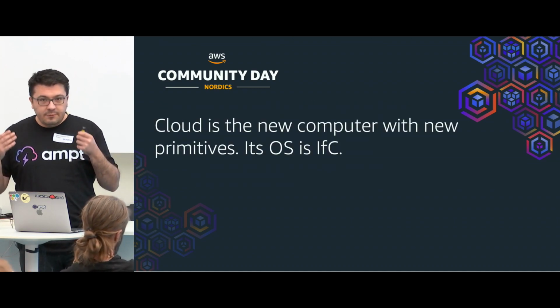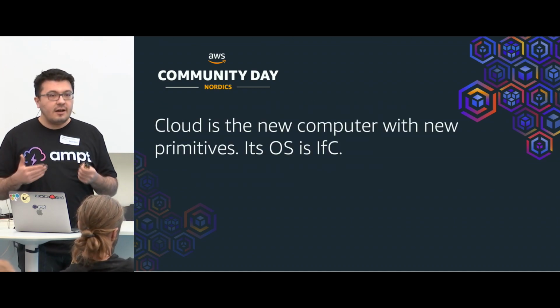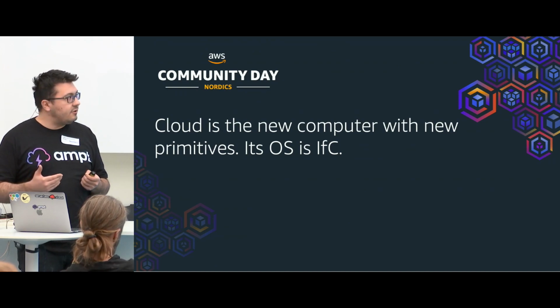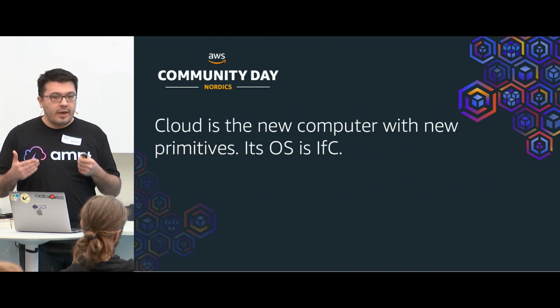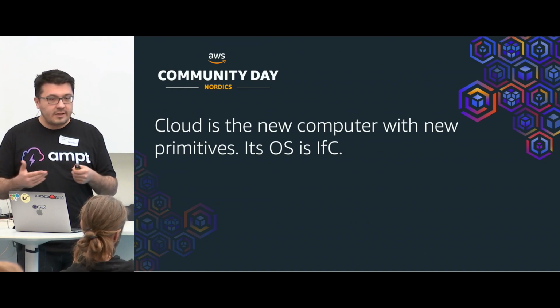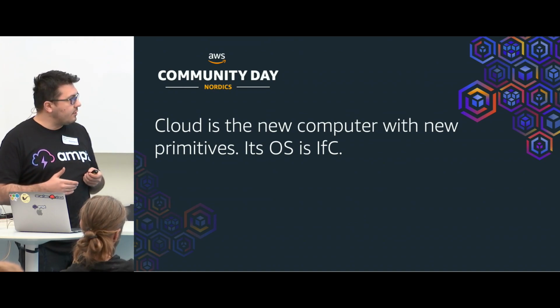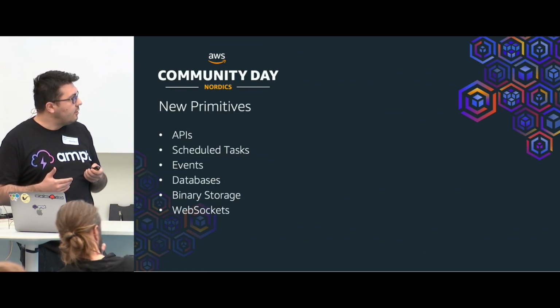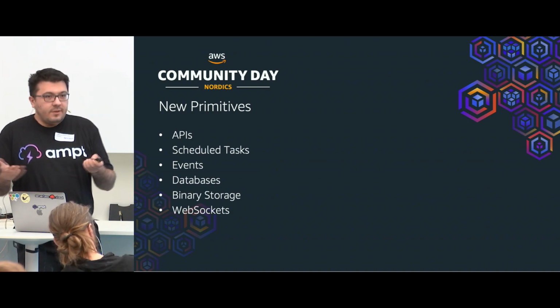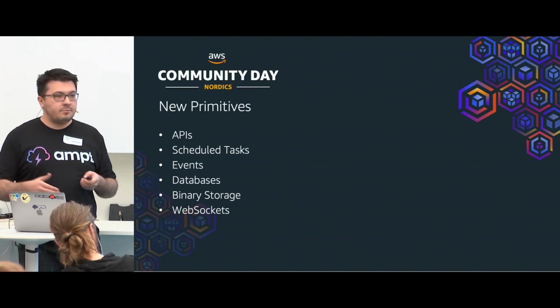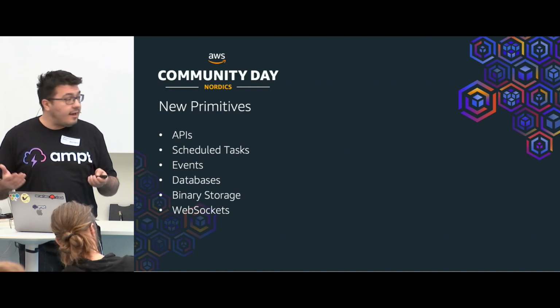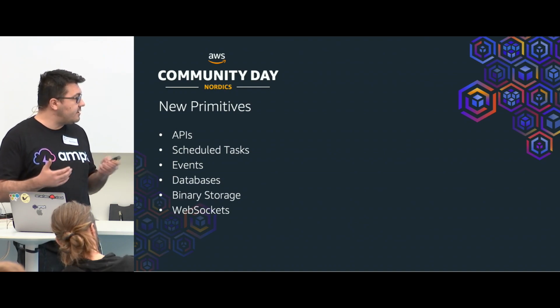You can even switch the containers or fail over to other regions when your region is under fire. So infrastructure from code regards the cloud as the new computer, and it needs an OS. Infrastructure from code is actually the OS for the new computer, which is the cloud. So what are these new primitives? These new primitives are APIs, tasks, events, databases, binary storage, and websockets.